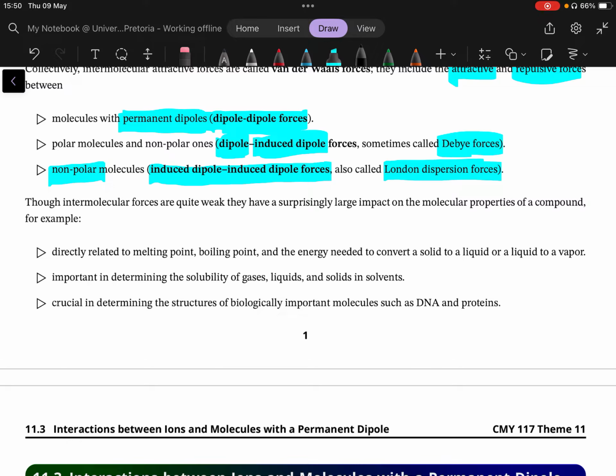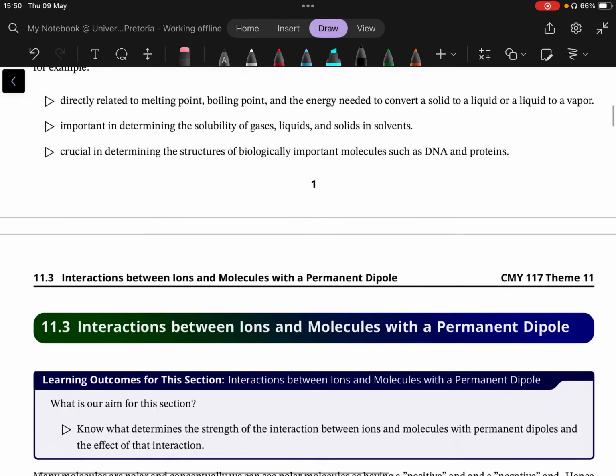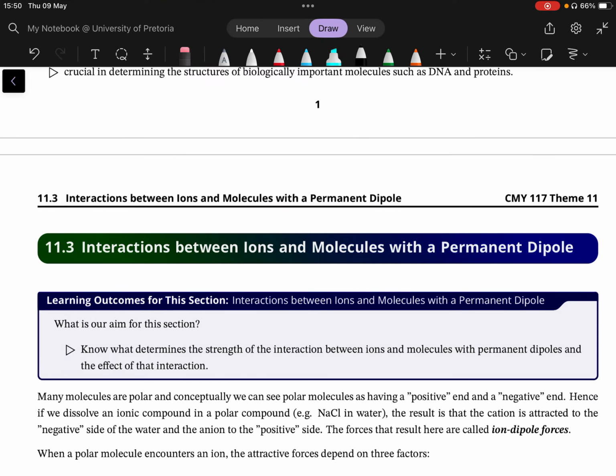The reason these forces are important is because they relate to the melting point, the boiling point, the energy needed to convert substances, and the solubility of a liquid, a gas, or a solid in solvents. It can even be biologically important. There's a lot of importance in why things like to be grouped together as a solid, a liquid, or a gas. So we'll work through the dipole-dipole forces, the Debye, and the London forces, and see the general rules and qualities of them.